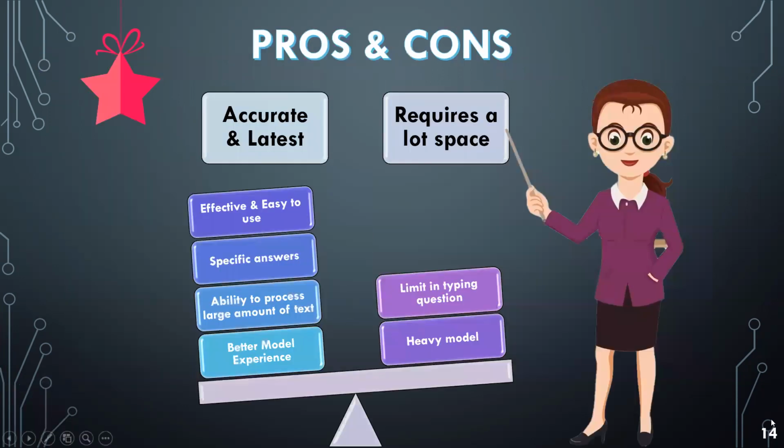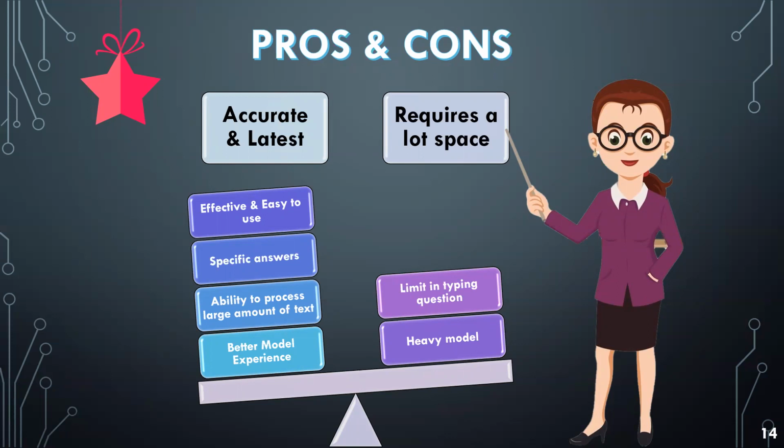Now let's keep an eye on the pros and cons of the project. As you all know, a coin has two sides, so the software which has advantages must be having some disadvantages as well. The algorithm we are using is efficient and accurate, definitely. Specific answers is the main motive of the system. The system will have an ability to process larger amounts of text, which provides a better model experience.